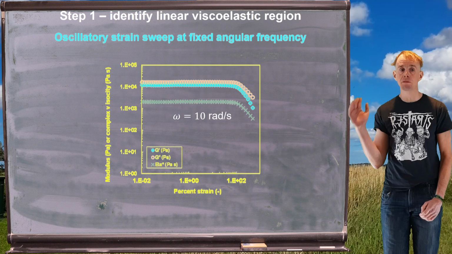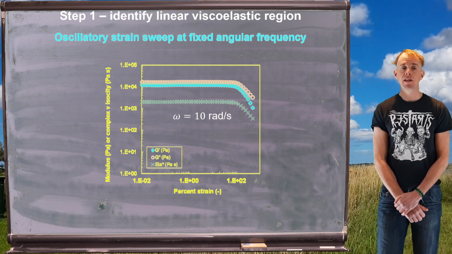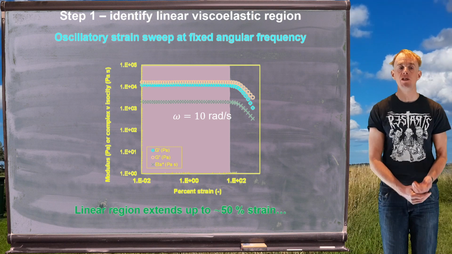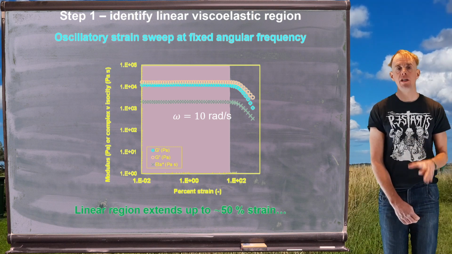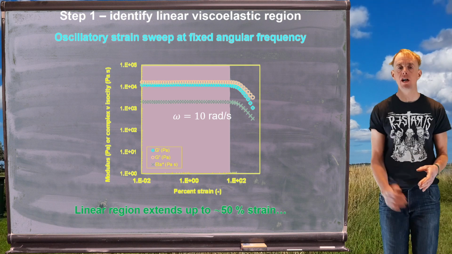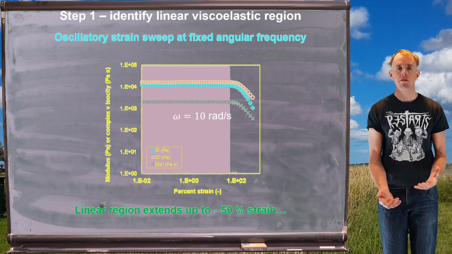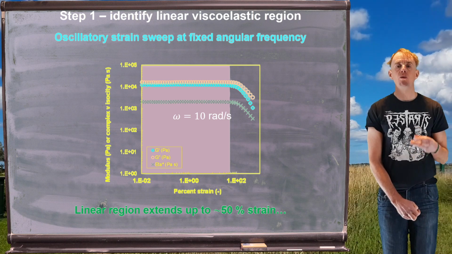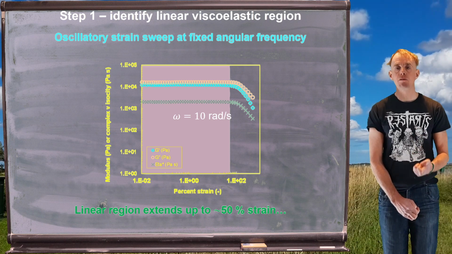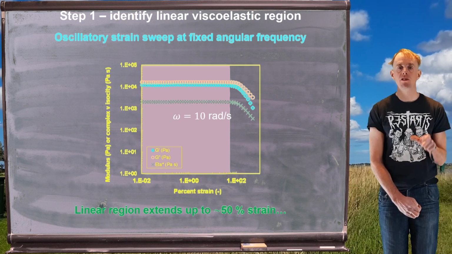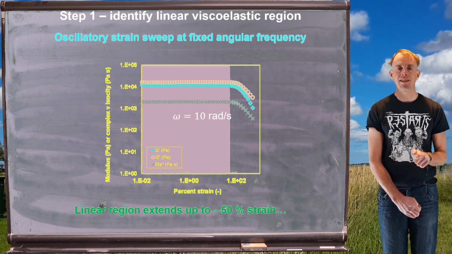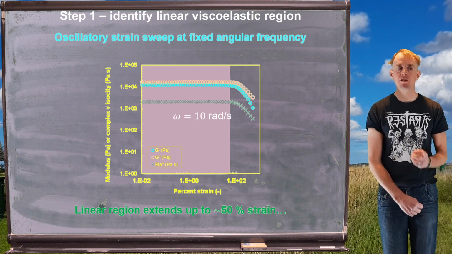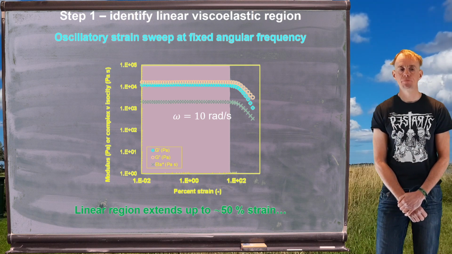And if we look at the data on the board, what we can see is there is a very large region where there is no strain dependency on the data. This is what we call our linear viscoelastic region. And we can see up to about 50% strain, the polymer behaves linear viscoelastically. A lot of the data that we're going to obtain in the next parts of this lesson requires linear viscoelastic analysis, and so it's important that we know where the linear region is so we can do those experiments correctly.